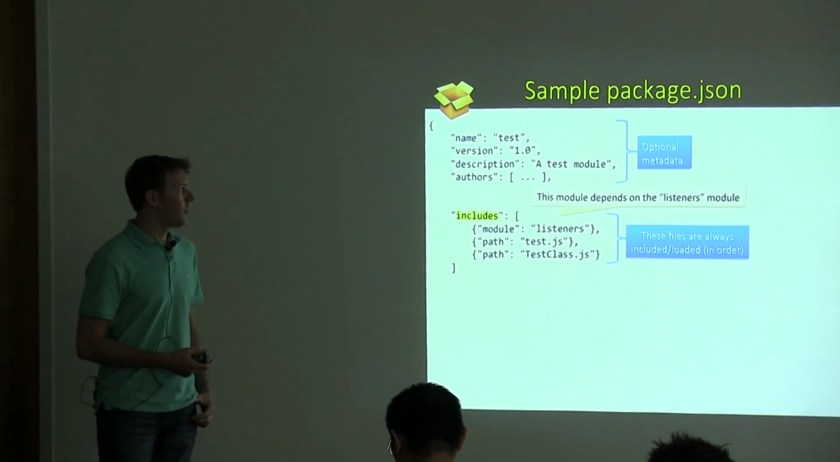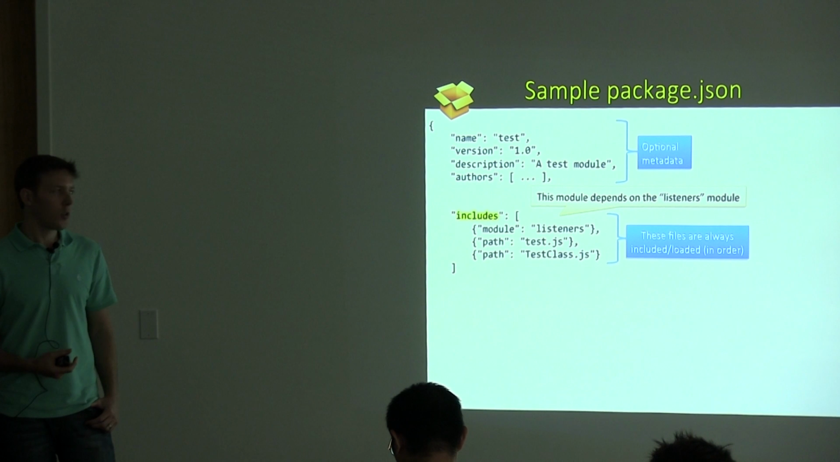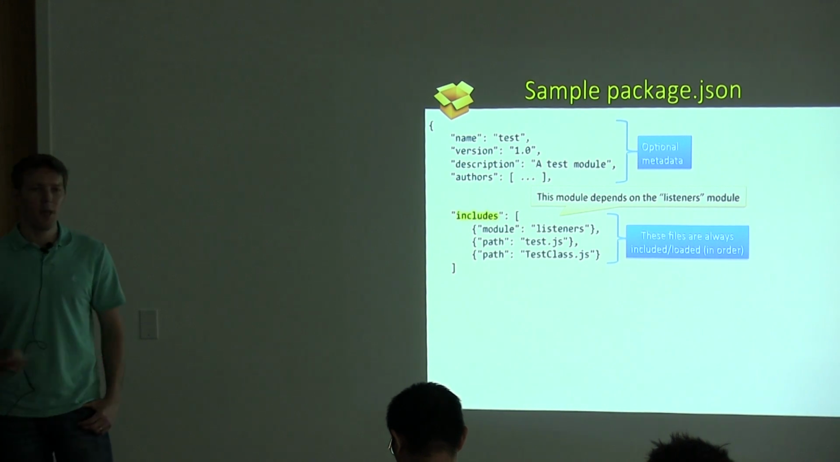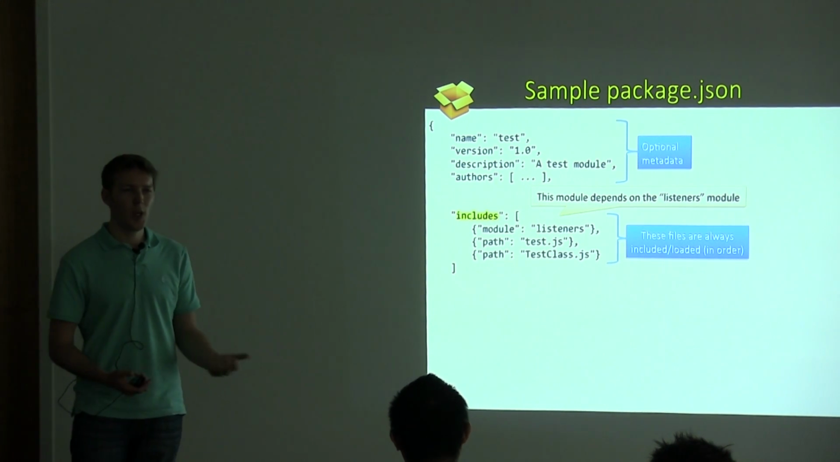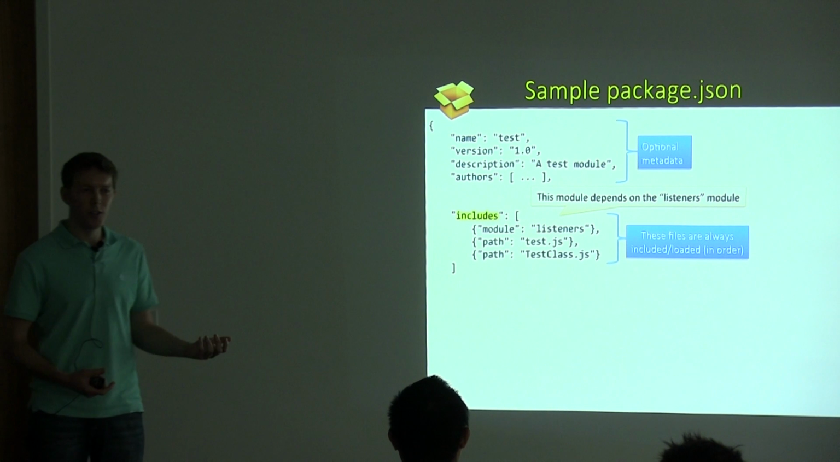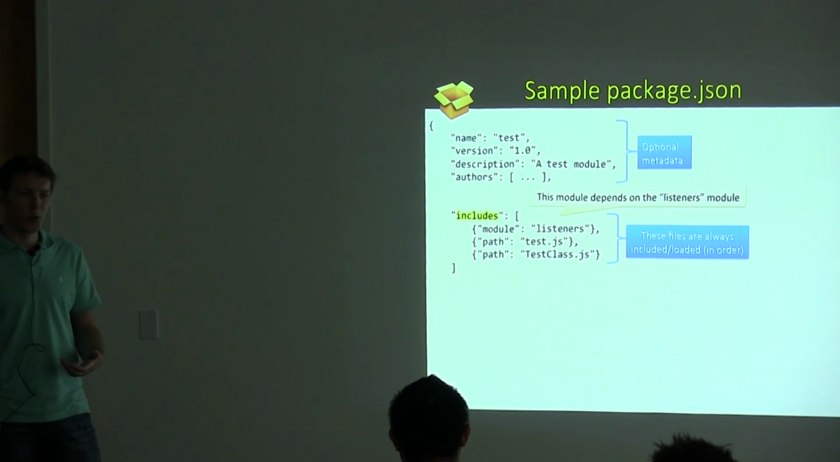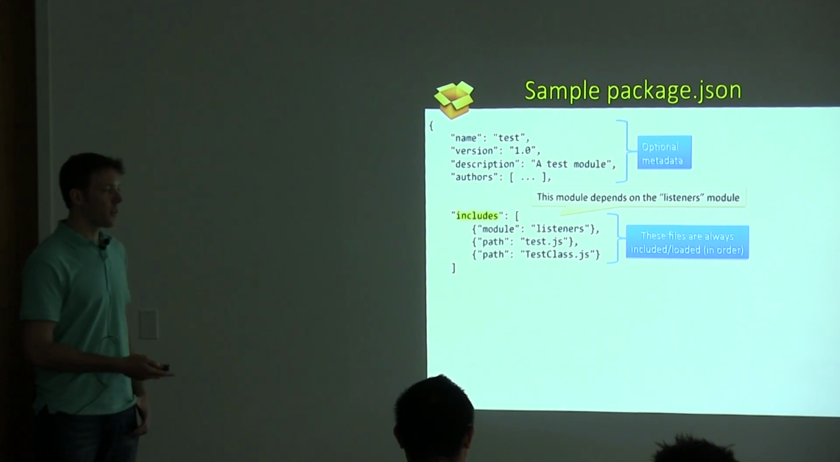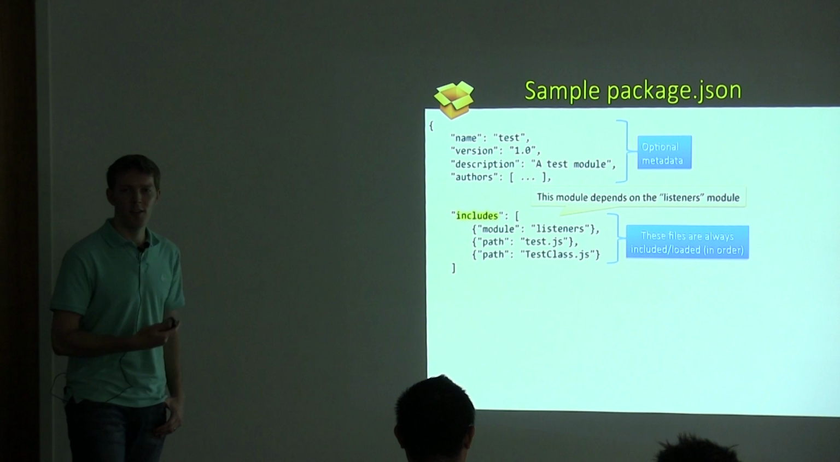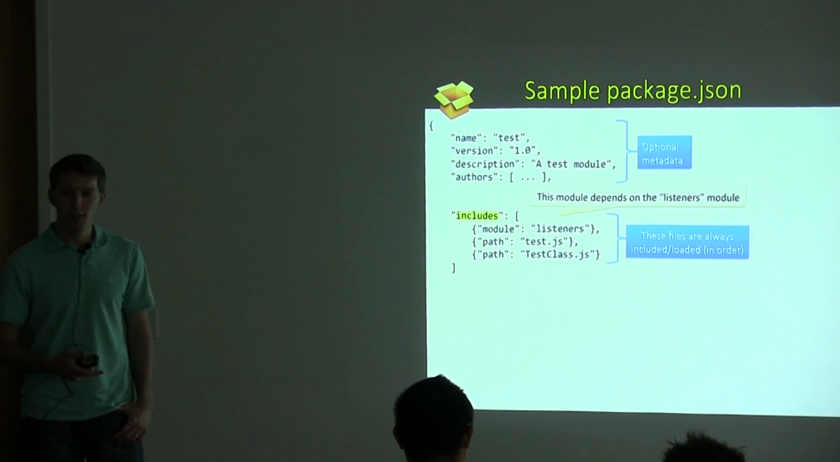So here's what a simple sample package.json file looks like. The first part is just metadata. It's really only helpful for documentation. It's good to use that information if you're generating documentation that you want other developers to read, because that information can easily be extracted. The second part is new and specific to RaptorJS, and that's the set of includes for your module.